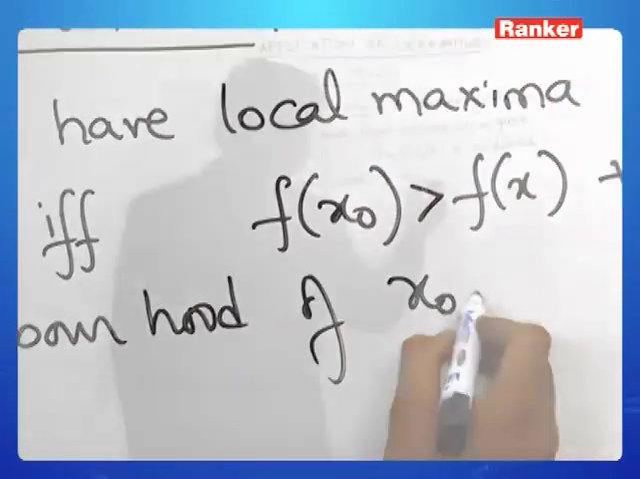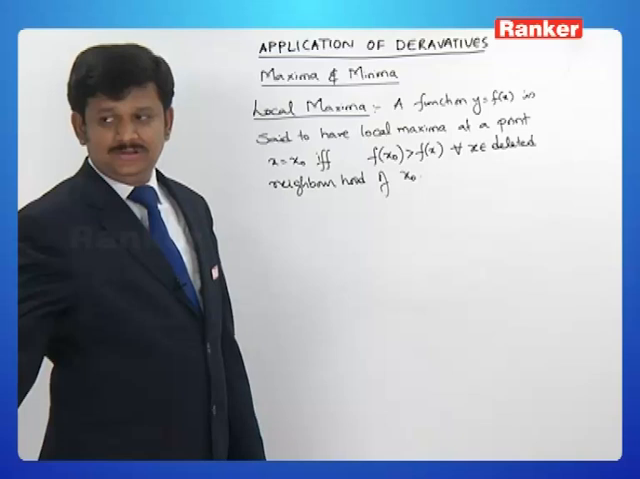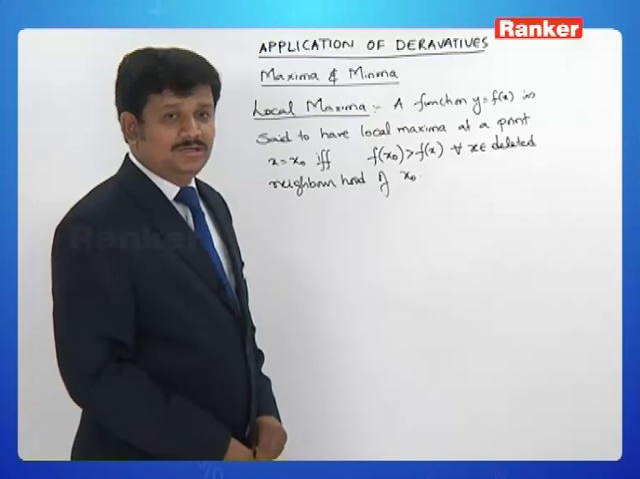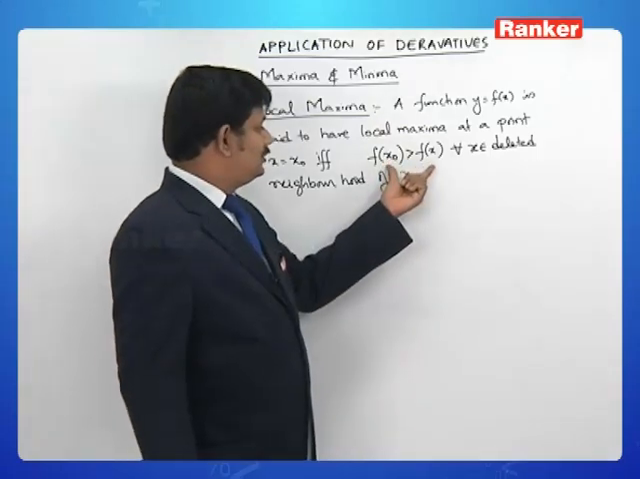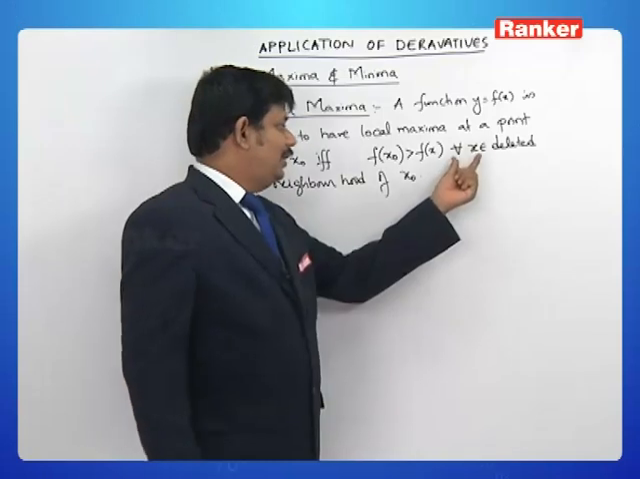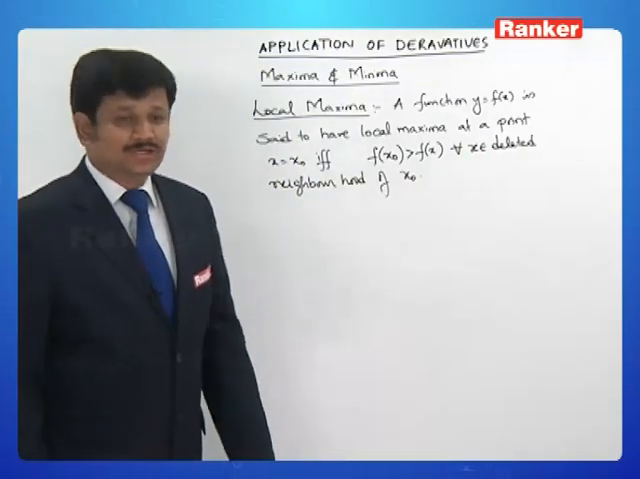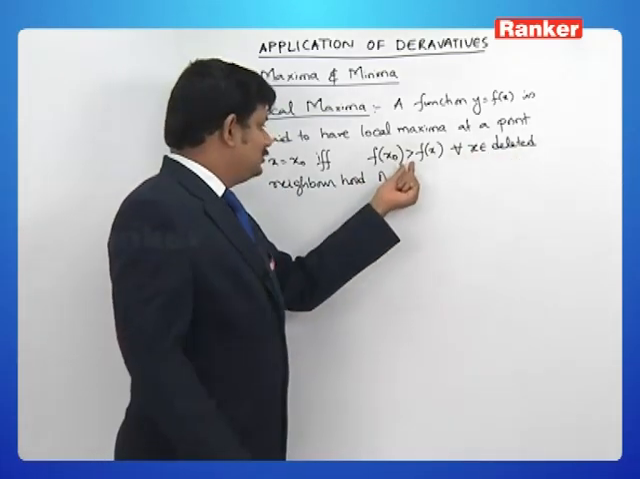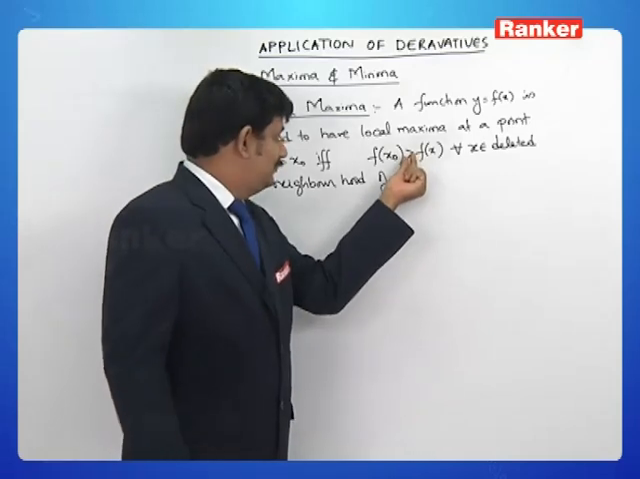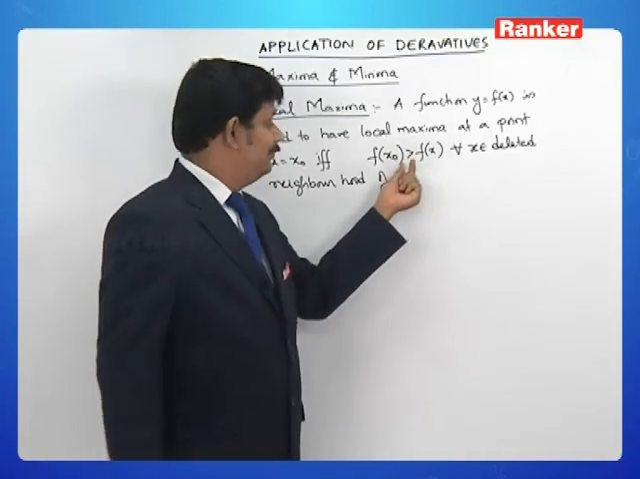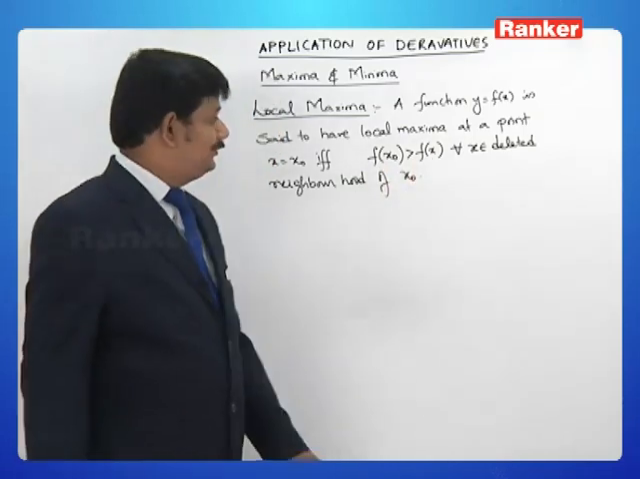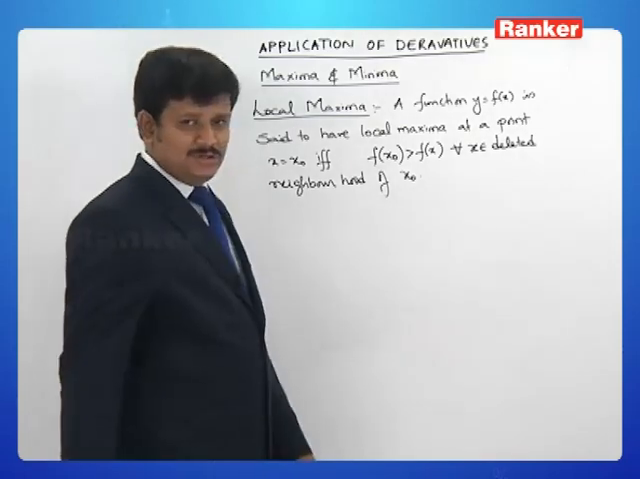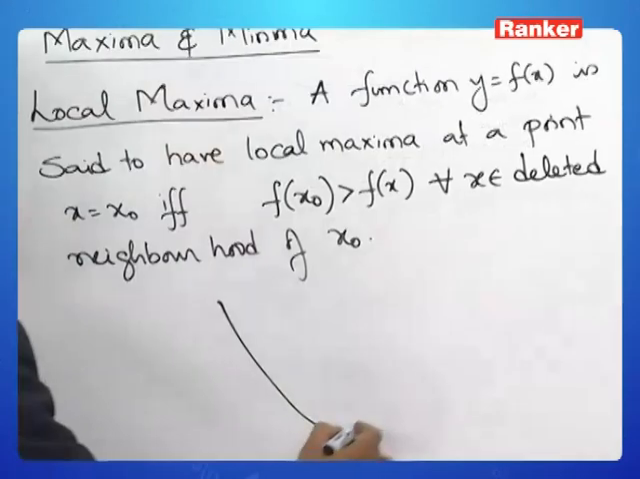A function y is equal to f of x is said to have a local maxima at a point x equal to x naught if and only if f of x naught is greater than f of x for all x belonging to deleted neighborhood of x naught. We are using deleted neighborhood of x naught because there is no equality here, and this is very important. F of x naught should be strictly greater than f of x for all x belonging to the deleted neighborhood, just in the close vicinity of x naught, just around the neighborhood of x naught.